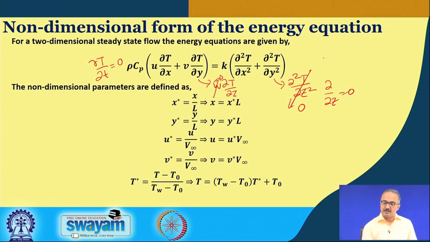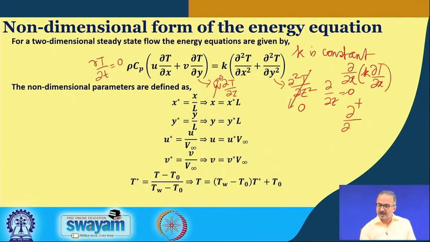Other than assuming the viscosity to be constant, we are here assuming that k is constant. If it is not constant, then it will look like this. So, it is not that difficult to account for a variable thermal conductivity. Similarly, we are also assuming the specific heat to be constant, so it is outside this.